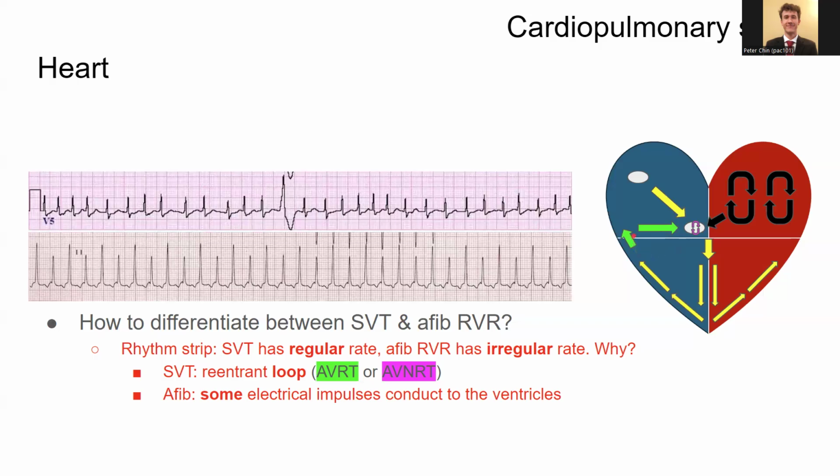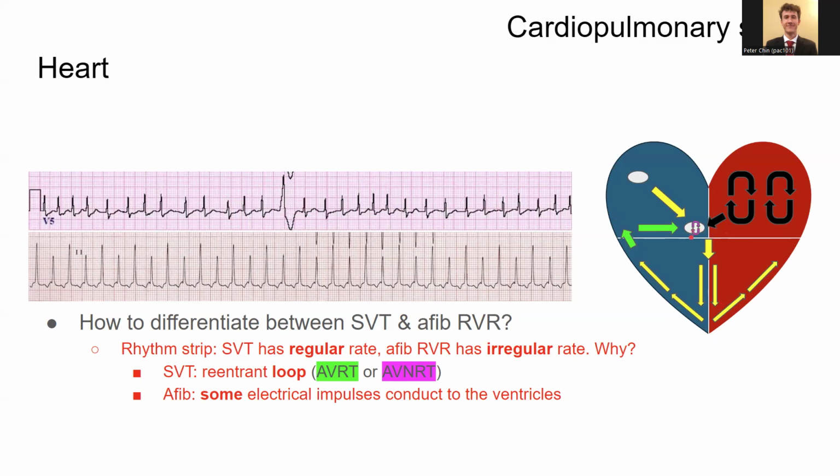In AV reentrant tachycardia, there's an accessory pathway that allows the electrical impulse to return to the atria directly from the ventricles. So the ventricle depolarizes, and then it depolarizes the atria, and because the atria are depolarized, it just follows the same pathway and depolarizes the ventricles again. Or it could go the other way, in that the atria depolarize and then it follows the accessory pathway to depolarize the ventricles. So the arrow could point both ways.